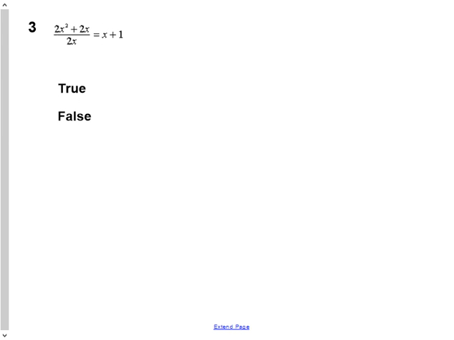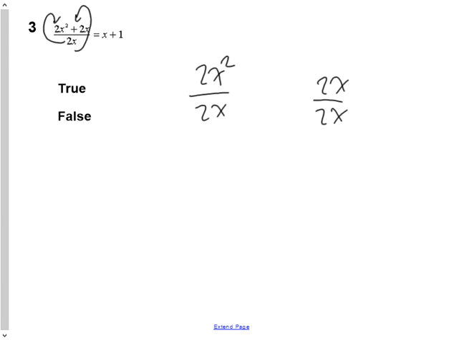Question 3 is, is the division of a binomial by a monomial equal to x plus 1? So if I consider 2x squared divided by 2x, remember we're going to divide both parts by 2x. And we consider 2x divided by 2x. Here I would end up with x. And here I would end up with 1, or a positive 1. And therefore the answer for question 3 would be true. When you divide 2x squared plus 2x by 2x, you get x plus 1.